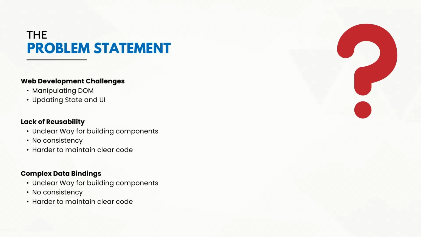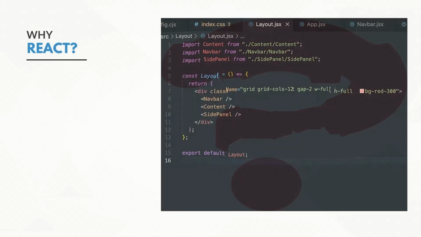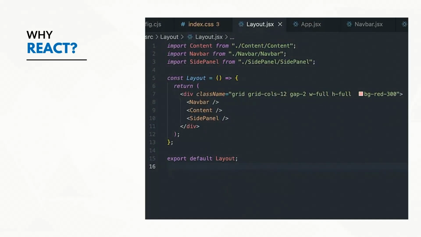So now we know the problems with the traditional web development approach. And now let's see why we should use React and what problems React solves. Because React will not solve all of the problems. No technology can solve all of the problems. React can solve a couple of problems with the traditional web development approach, because no technology is perfect.